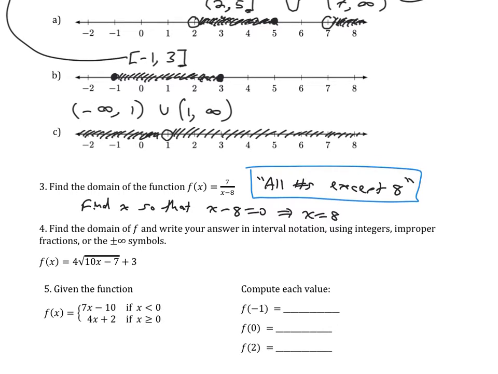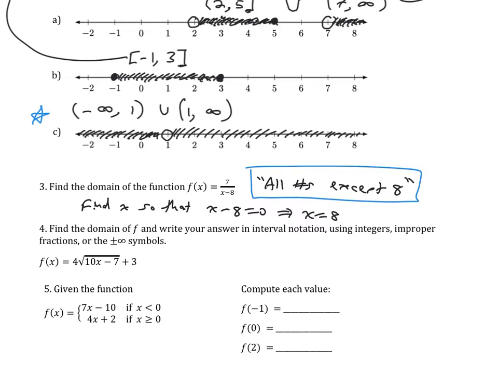And if I had to write that using interval notation, I would do that using a convention like we did for part C up here, where I would say everything less than 8 or everything bigger than 8. And that would be an interval way of saying that same thing.